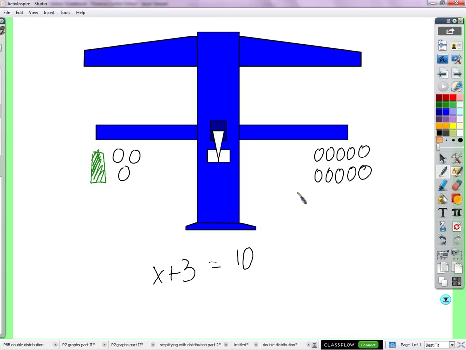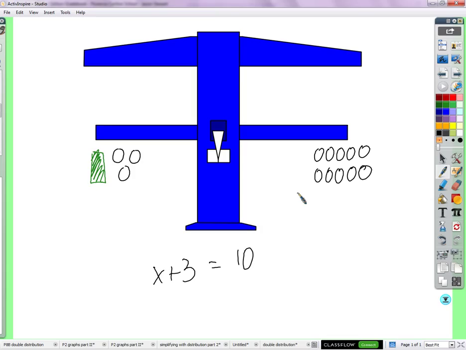I'm going to take them off, because I want to get x by itself. I want x to be left on one side, and therefore the other side will tell me what x is worth, right? So I want to get rid of all that extra stuff. Let's get rid of that extra stuff, and then take off from the other side. Take away the same amount from the other side, so both sides are the same.